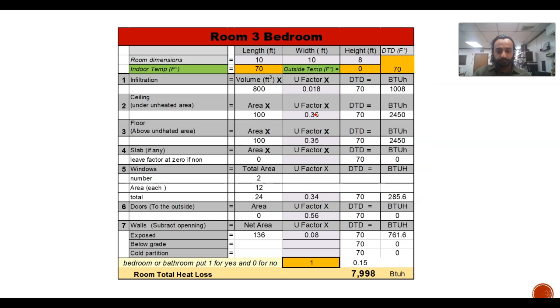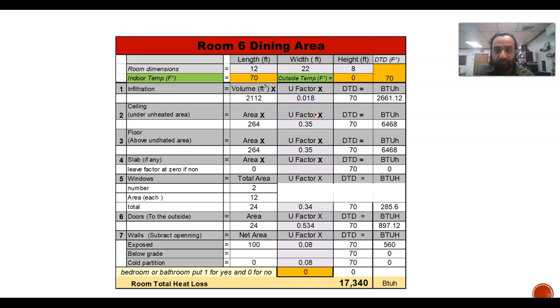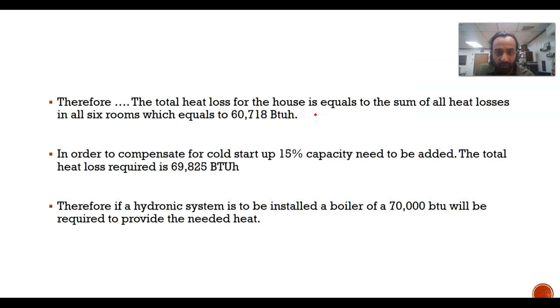Room 3. Again, I'm still losing a lot of heat from the ceiling and the floor, and I would love for you to go over and try to add some insulation and see what the new factor would be. Okay, room 4, room 5, 6. You can go over and look.